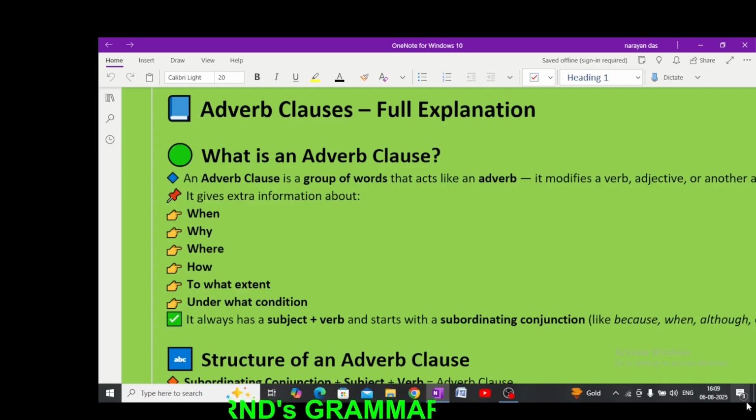And an adverb clause, which works as an adverb, always has a subject and a verb, and starts with a subordinating conjunction like because, when, although, etc.